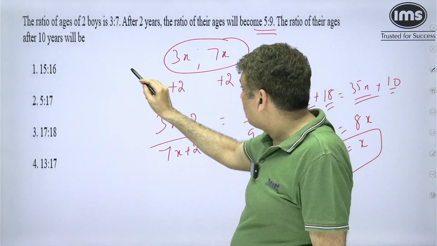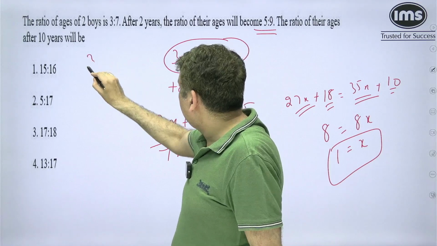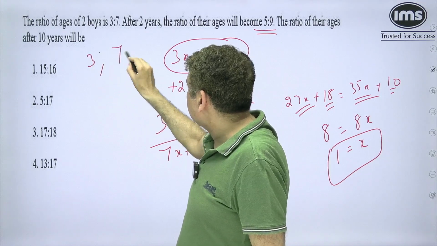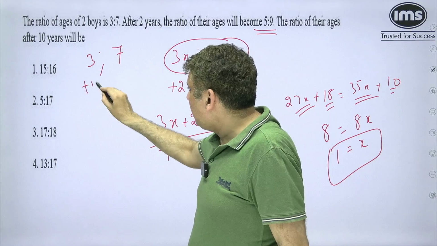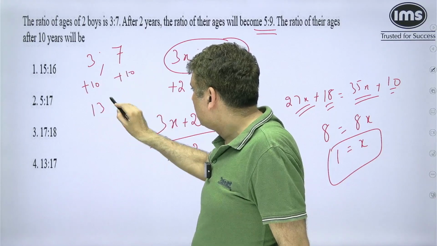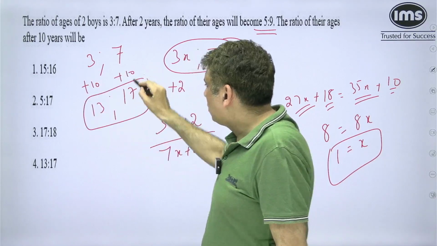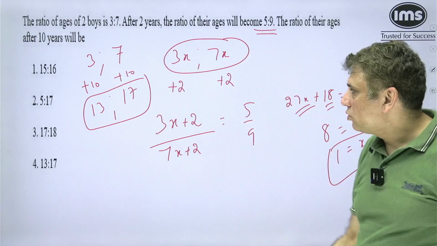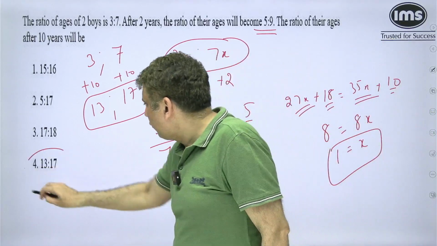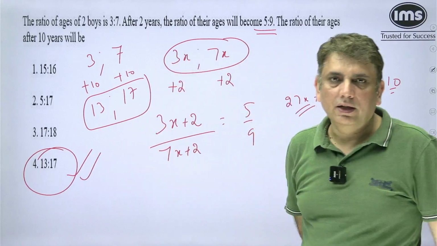So their present age is 3 into 1, which is 3, 7 into 1, which is 7. After 10 years, their ages would be 13 and 17. So the ratio would be 13:17, and the 4th option will be the correct answer.